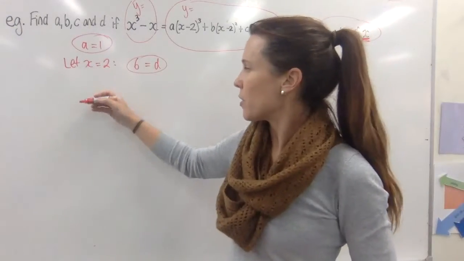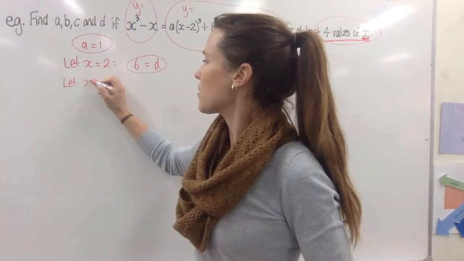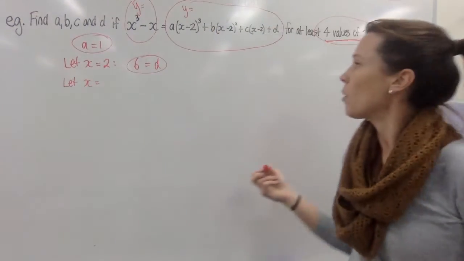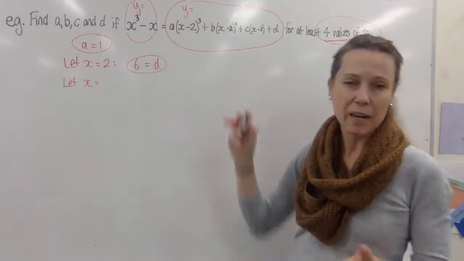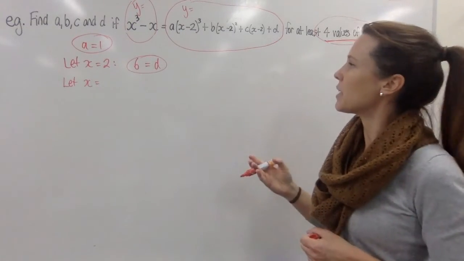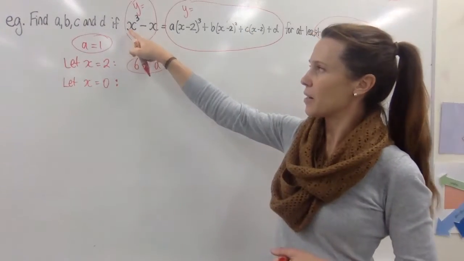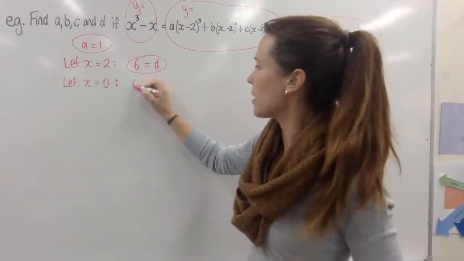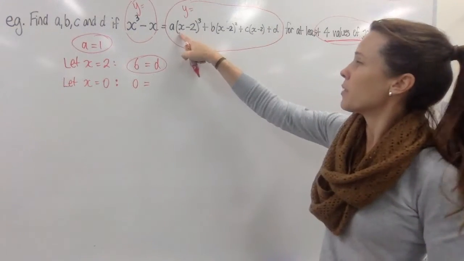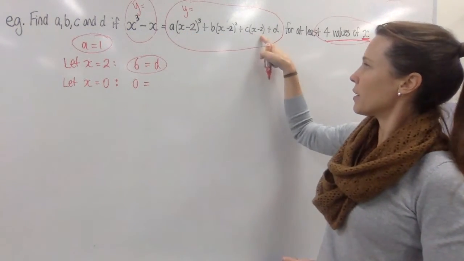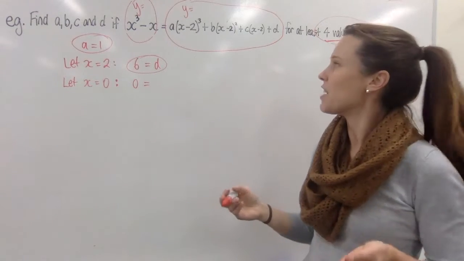So let's continue with this method. Let's let x be something else that seems sort of sensible. What about something like 0? I mean, anything will work, but we're trying to make our lives easy here. So if I let x equal 0, I can see that the left-hand side is going to be 0 minus 0. That's nice and neat. The right-hand side, I'm going to have in all of these sets of brackets just 0 minus 2. So I'm going to have negative 2.